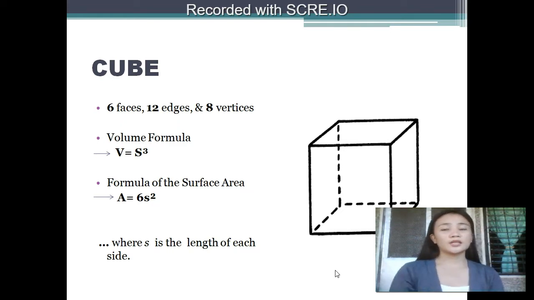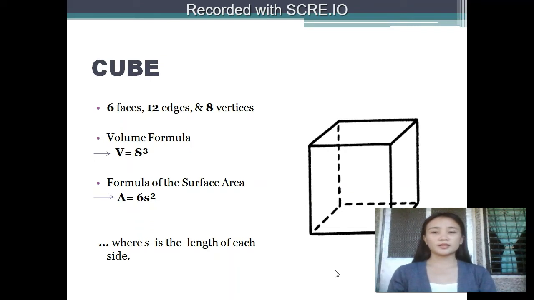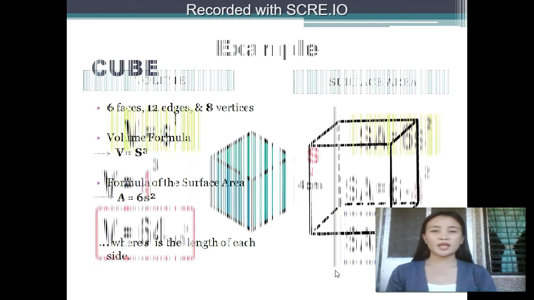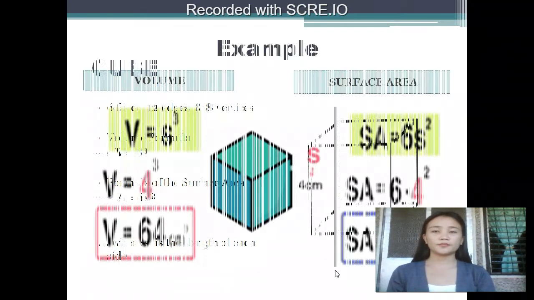So now, let's proceed to the formulas. The volume formula for cube is V is equal to S raised to the power of 3, and the formula of the surface area, A is equal to 6S raised to the power of 2, where S stands for the length of each side. Let's have an example.